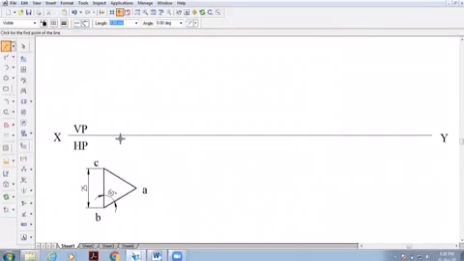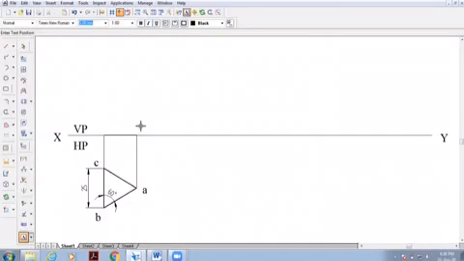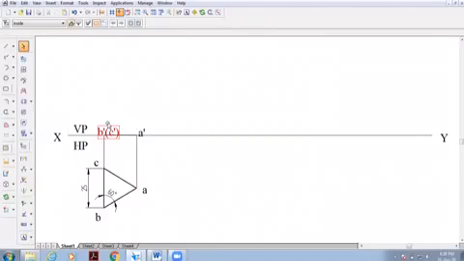Next, I'm going to draw the projection lines from the corner as well as the edge so that I can view its front view. Next, I'm going to join these two endpoints to get its front view. So now I can name this as A dash and this as B dash. In the brackets, I'm going to name it as C dash, since C dash is hidden.